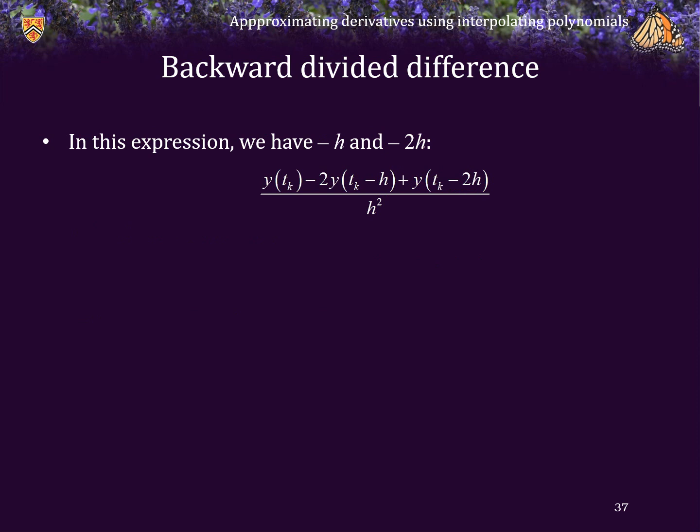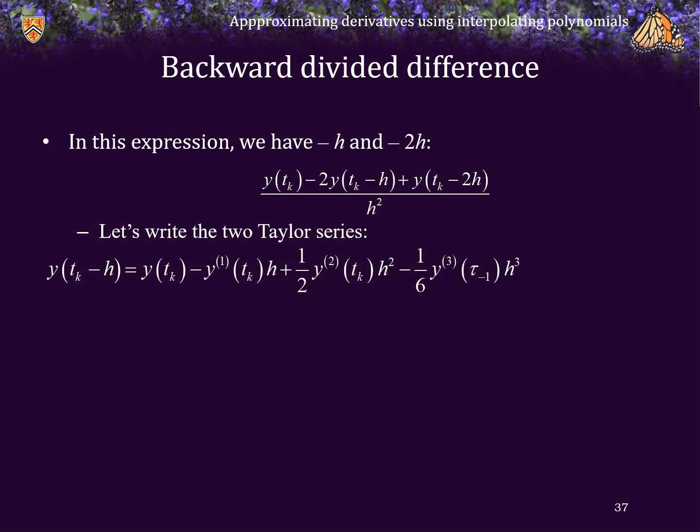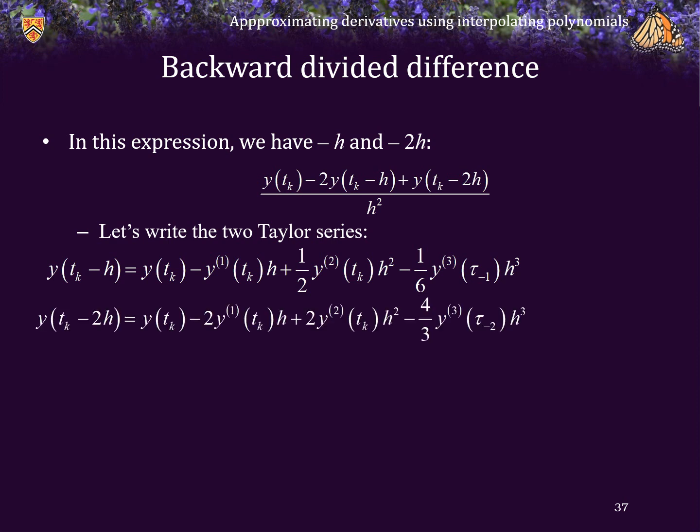All right, so in this expression, we have a y at t sub k minus h term and a y at t sub k minus 2h term. Let's write down both of those Taylor series. So from before, we have this as the first one. However, we're only going to write a second order Taylor series, with the third derivative being the error. And there's another second order approximation of the second one.